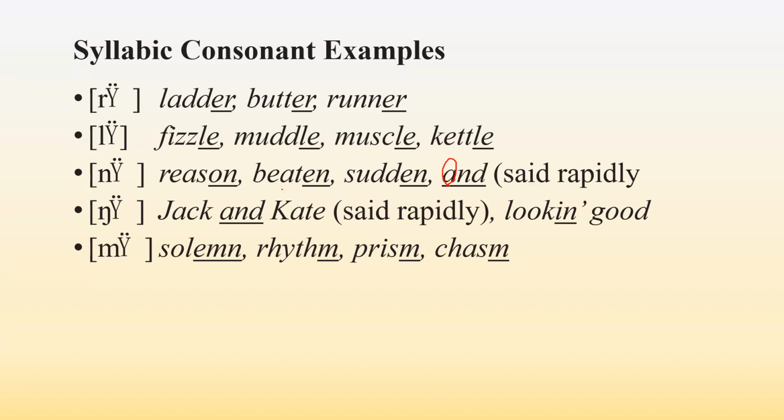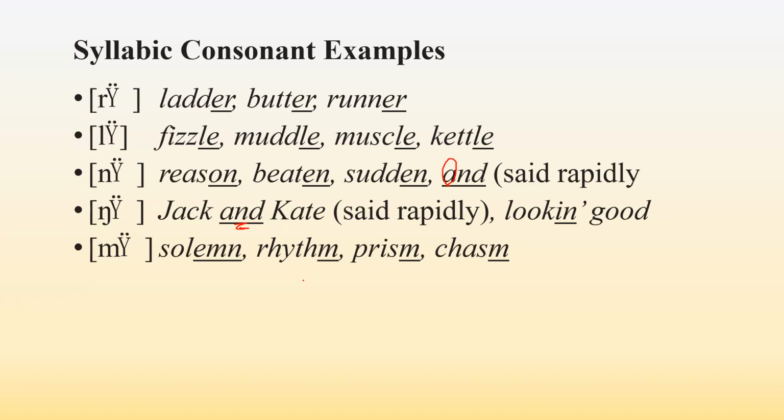Jack and Kate, right? Here n has a syllabic function. And also the last set: solemn, rhythm, prism, chasm. Here, m, the nasal consonant. There is also no vowel sound involved. Only the consonant is there, so it itself occurs inside the syllable.